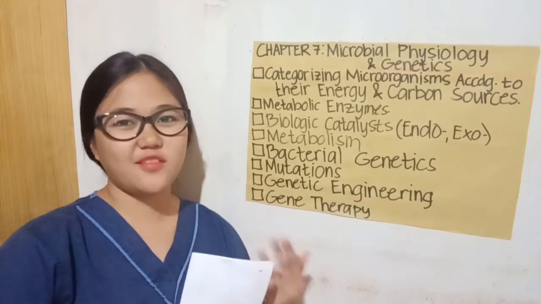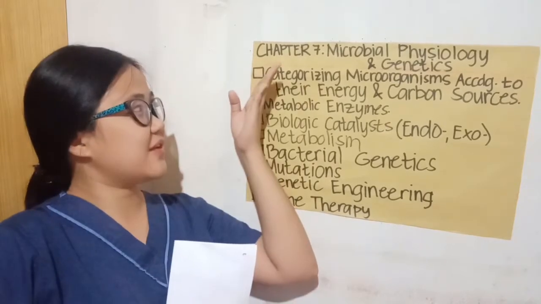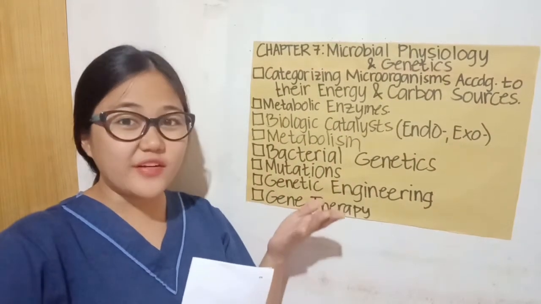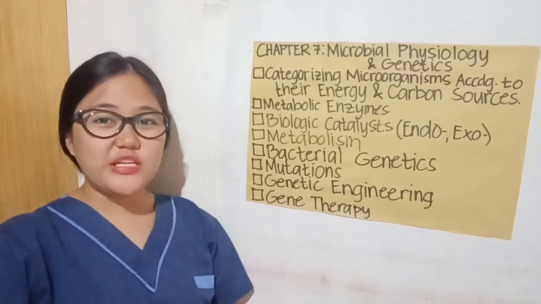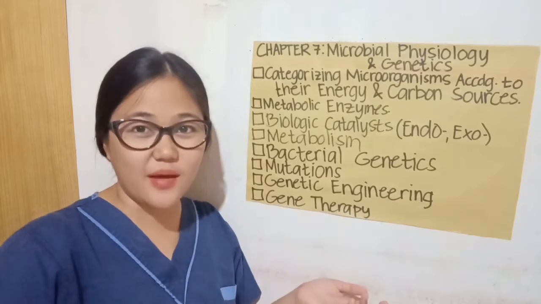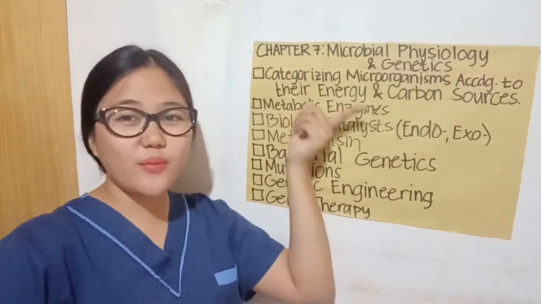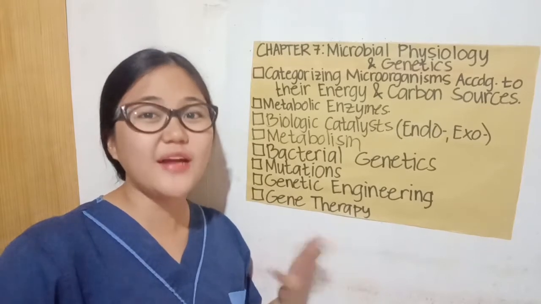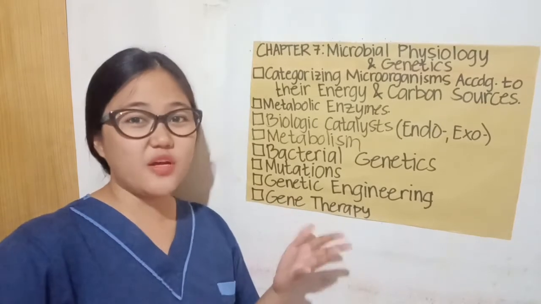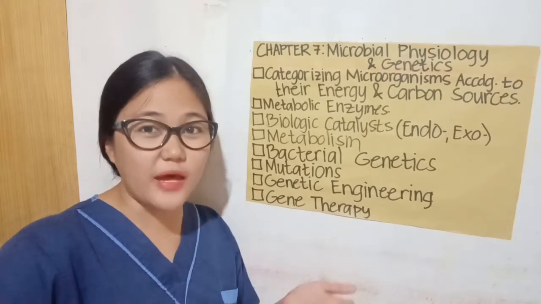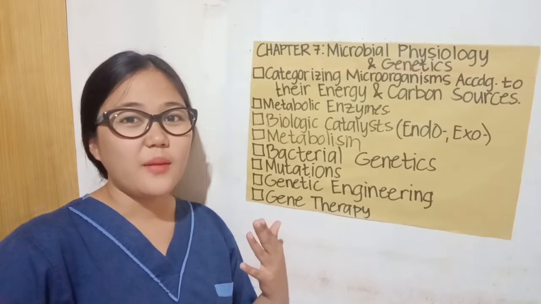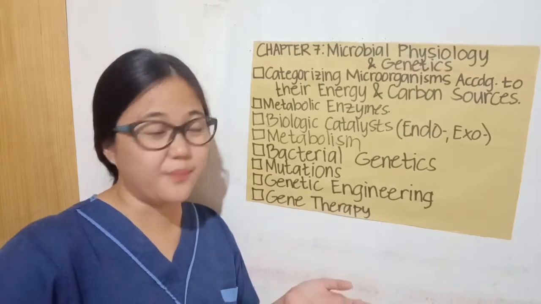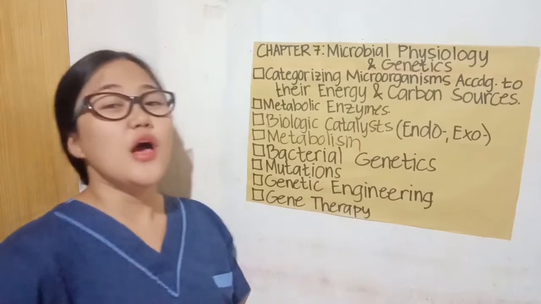Now let's talk about microbiology's Chapter 7, microbial physiology and genetics. First, what is physiology? Physiology is the study of vital life process of an organism. So what is microbial physiology? Microbial physiology concerns the vital life process of an organism, especially bacteria, because bacteria are suited for the study of the vital process of metabolic reactions of an organism. That's microbial physiology.